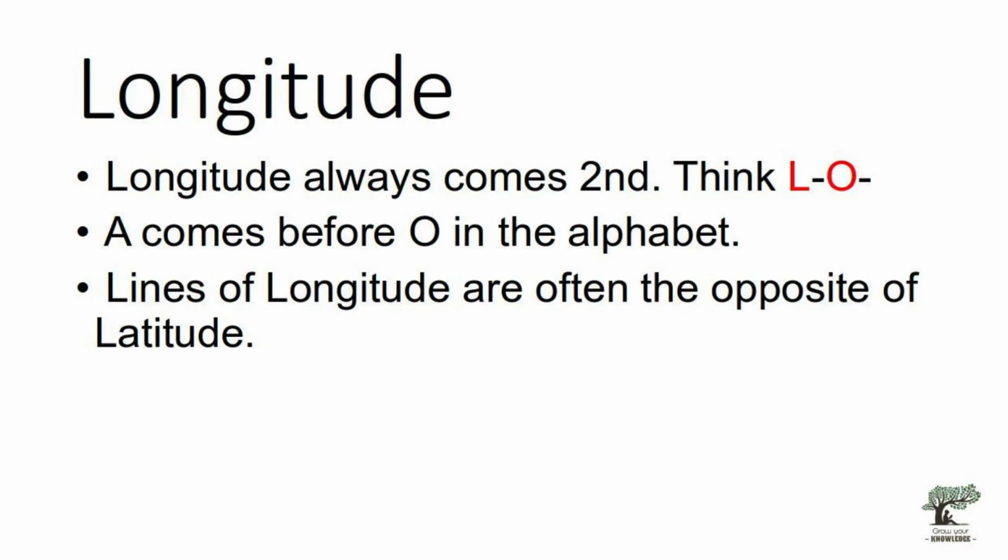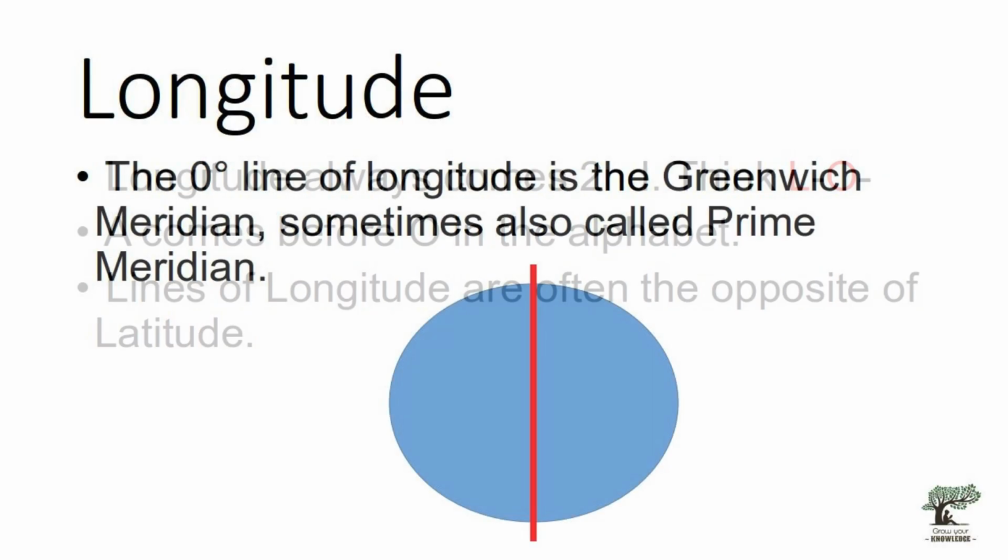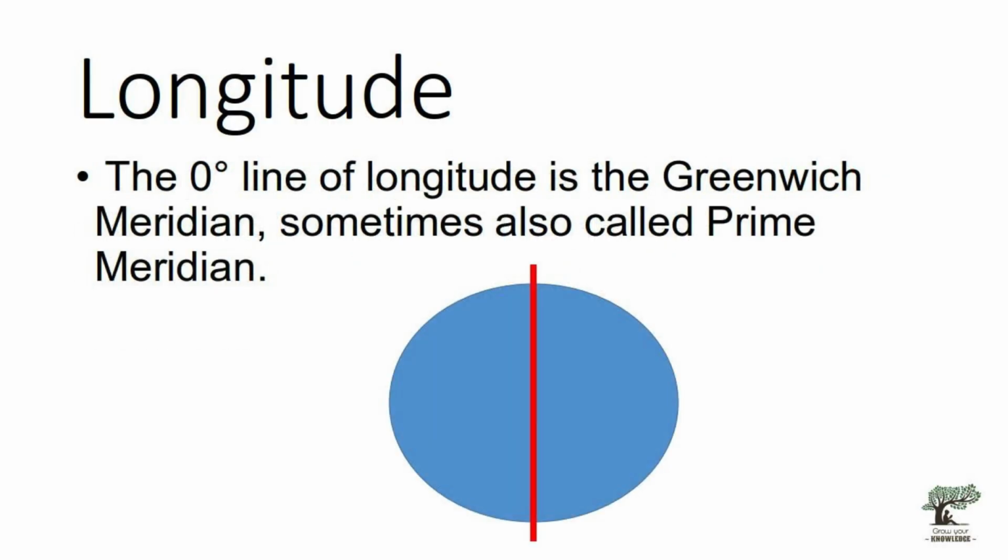Longitude. Longitude will always come second. Think L-O. In the alphabet, A is always going to come before O, so that means that latitude will always come before longitude. Many of the characteristics of latitude and longitude are opposite to each other. The 0 line of longitude going down the middle of our sphere of the world is called the Greenwich meridian, sometimes also called the prime meridian. This is our 0 degrees.